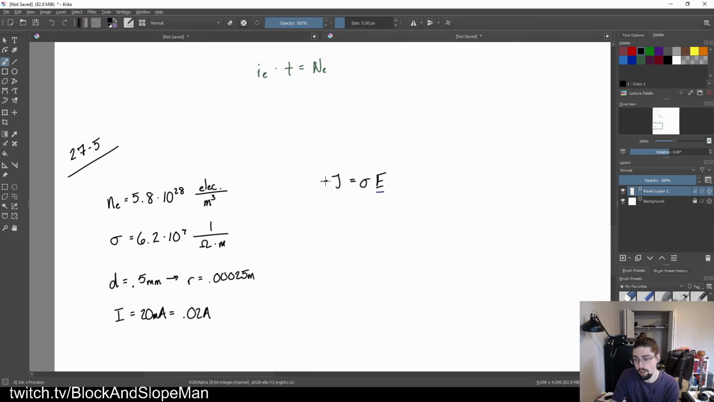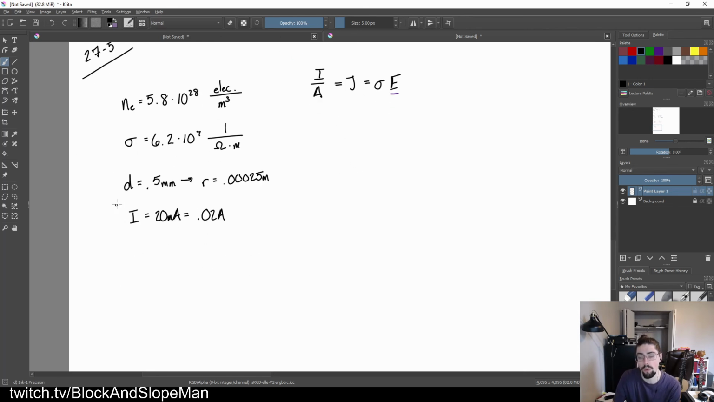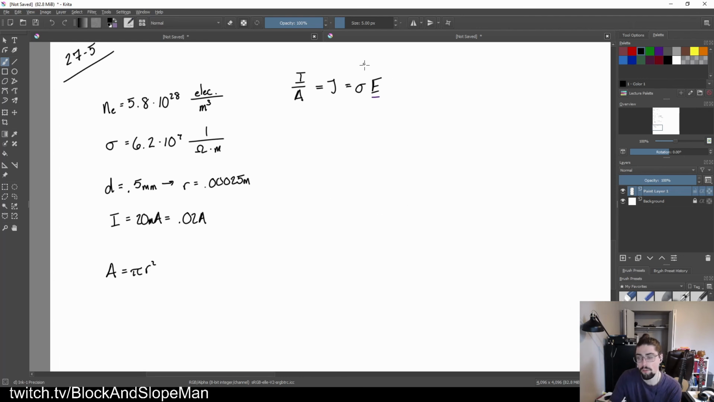Then we just have to say, well, current density is actually I divided by the cross-sectional area A. We know that we are dealing with a circle because we are given a diameter, so A is equal to pi r squared. Searching for E, go ahead and move it over. Electric field is equal to I divided by sigma pi r squared. If we plug in all of those quantities, we find 1.643 times 10 to the negative third volts per meter.